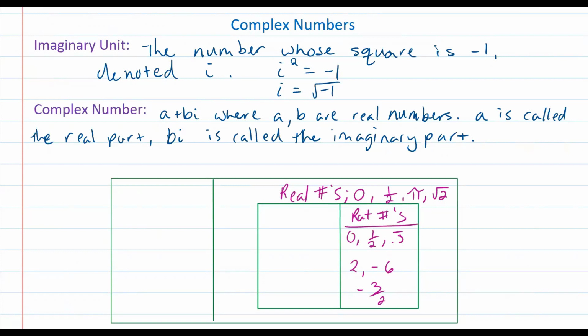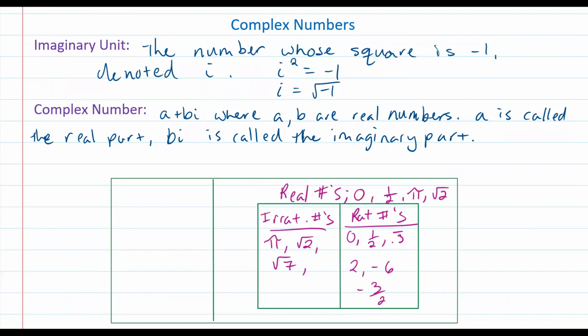Well, the other set of numbers that makes up the set of real numbers is your irrational numbers. Your irrational numbers are made up of numbers that cannot be written as a fraction. So this would include pi, the square root of 2, the square root of 7, so on and so forth. So the combination of your irrational and rational numbers make up the set of real numbers.